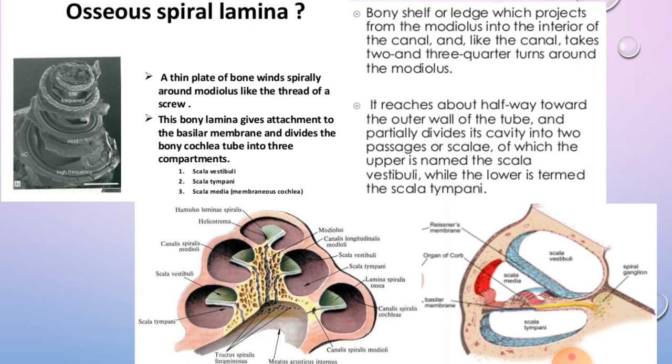Now, this is a little detail about the osseous spiral lamina, and as I've already described this, there's nothing new in this slide. I told you that it reaches about halfway towards the outer wall of the tube and partially divides its cavity into two passages or scalae, of which the upper is named the scala vestibuli while the lower is termed the scala tympani.